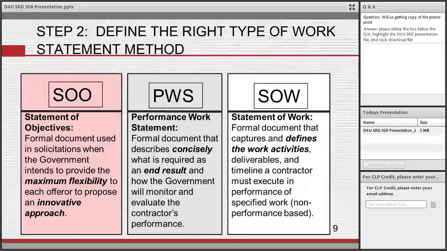So with a PWS, we tell you the end result is a room painted blue. With a SOO, it is a room painted blue, but it's not as clearly defined. It's open to interpretation. So we might have said different color blues, whereas with PWS, we said the royal blue. Whereas with a SOW, we tell you exactly how to do it, how many coats, what nap on your roller, which way to roll the paint on. So it's very, very, very detailed.